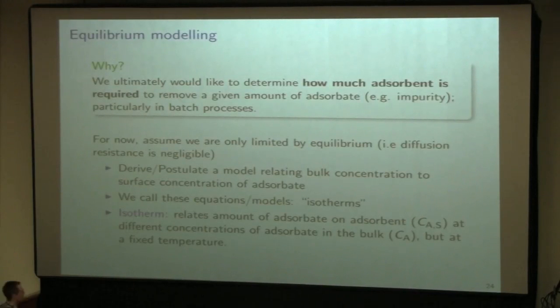It introduces terminology here, CAS, the concentration of the adsorbate on the adsorbent. So S refers to the site on the adsorbent where that material attaches itself. What's the amount of adsorbate, CA, on the surface S, or at that site S? We're going to relate CAS, that concentration on the surface, to the concentration in the bulk, CA. And it's done at a fixed temperature.